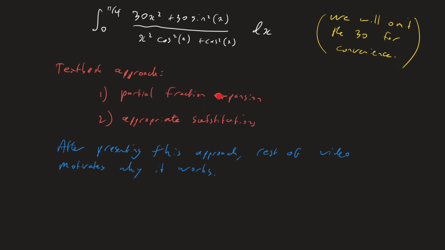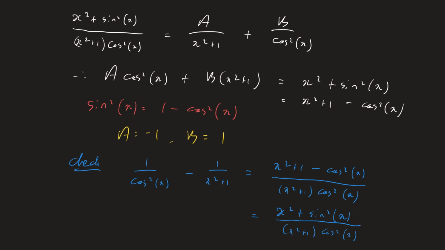So the first step is to use a partial fraction expansion, which will hopefully separate out rational functions in x from trigonometric functions in x. Since the denominator of the integrand factors as x squared plus 1 times cos squared x, we want to rewrite this fraction as something on x squared plus 1 plus something on cos squared x. If we can do this, then we multiply a by cos squared x and b by x squared plus 1 to make the denominator on the right hand side the same as the denominator on the left hand side.